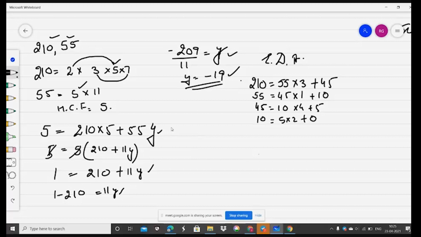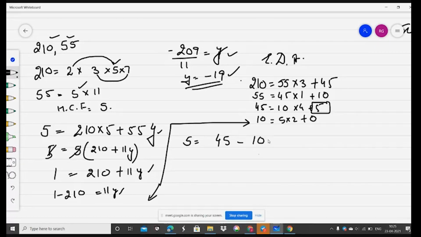Now, we'll be going in the backward direction. Let's see how. You have to write this 5 very first. 5 is equal to 45 minus 10 into 4. Is it okay? This remainder you have to write in the form of 45 minus 10 into 4. Can I write it like this?